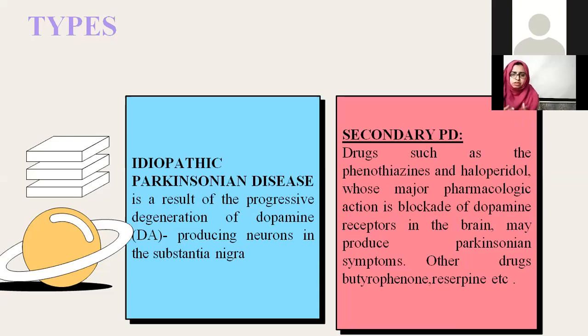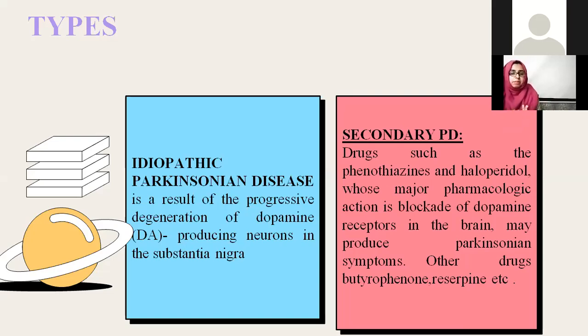According to etiology there are two types. The first one is idiopathic, in which the cause is unknown. But what happens is that there is a progressive degeneration of dopamine-producing neurons. Which neurons will be affected? Dopaminergic neurons will be affected, and there is a progressive degeneration.